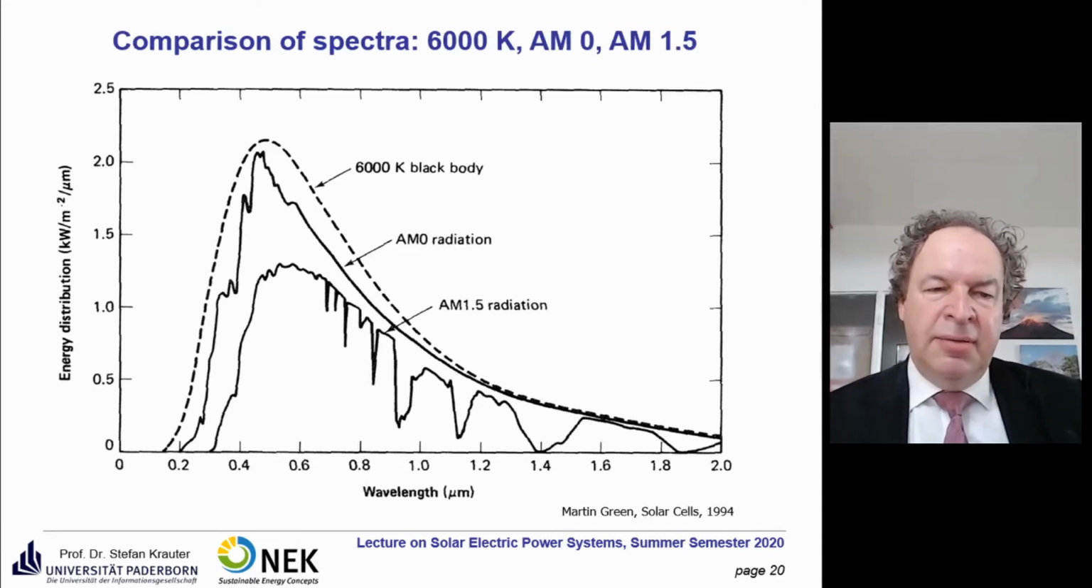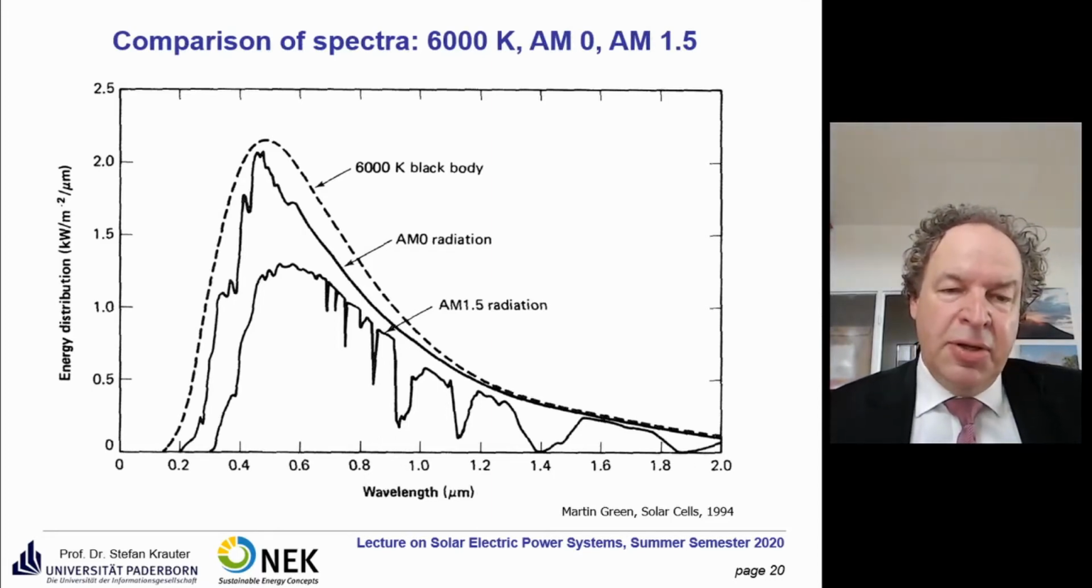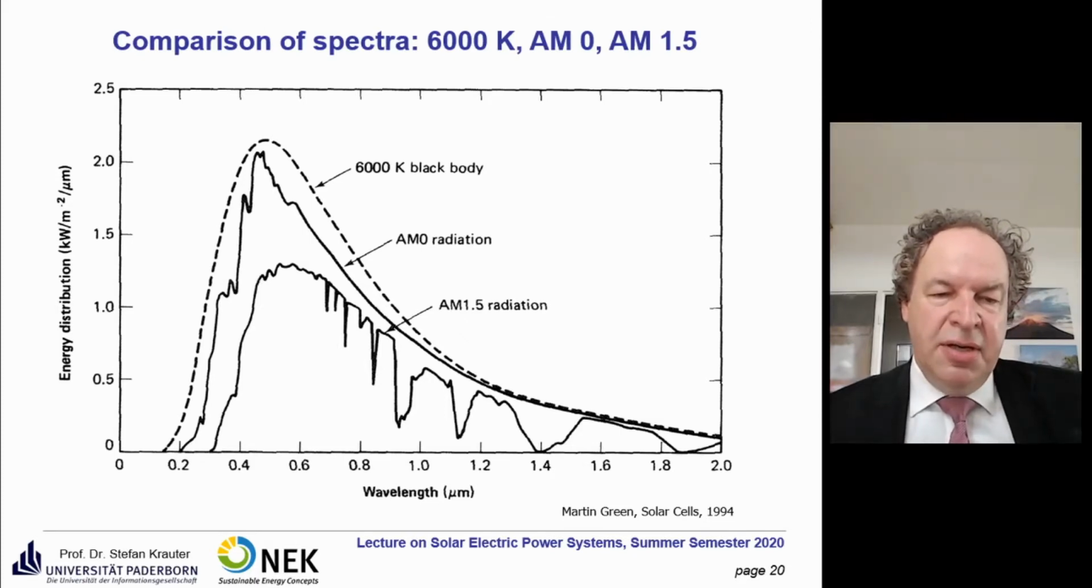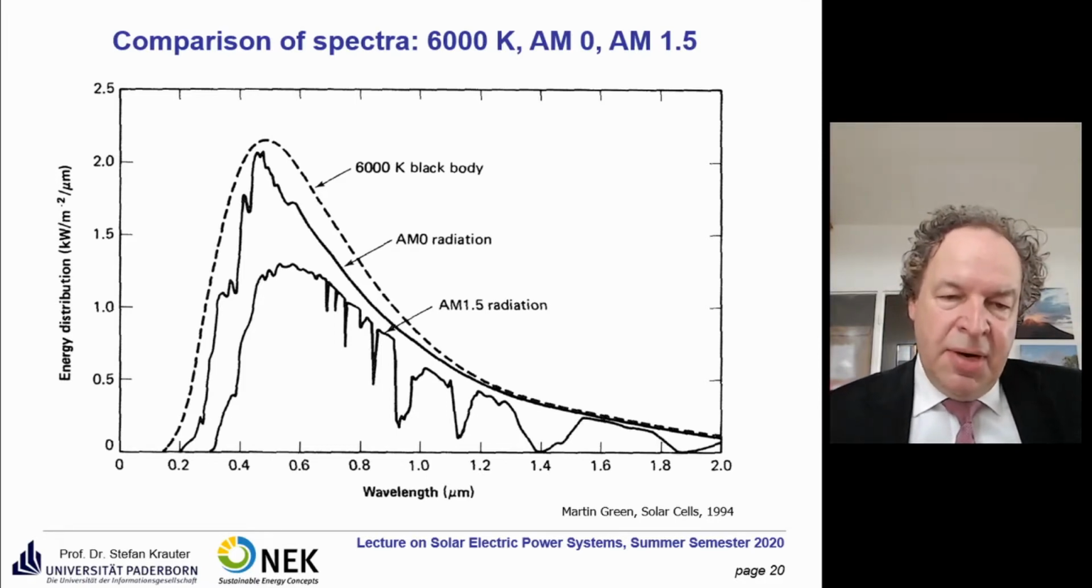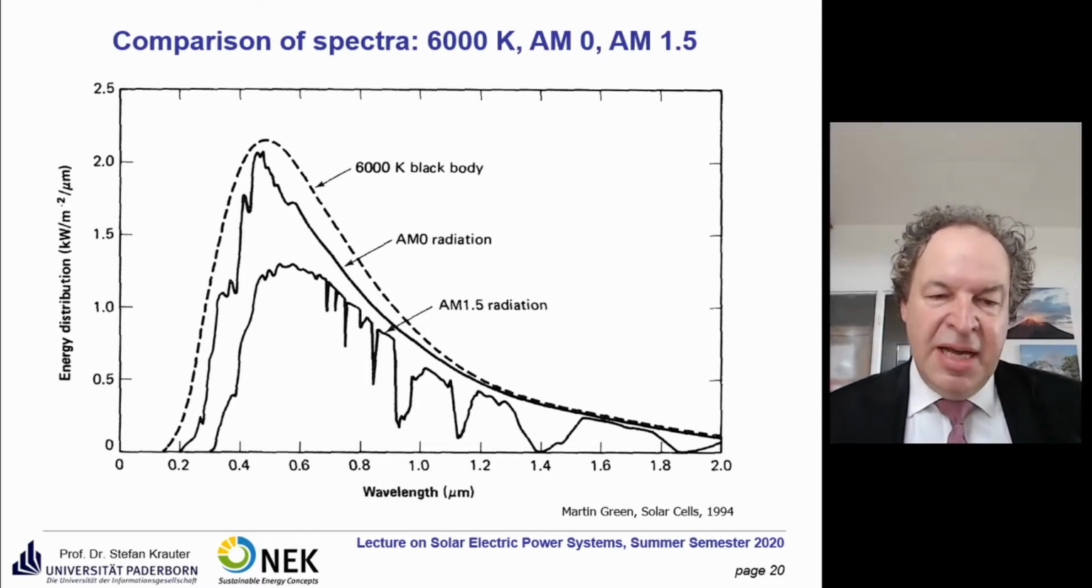So we are now on the top surface of the atmosphere. This is called AM0 radiation in the middle. If we are on the ground level, we have AM 1.5 radiation. If we see the sun elevation, I think it's 41.5 degrees elevation angle. This is how we see it in Paderborn. We never have a perpendicular irradiance of the sun because Paderborn is too far north. We come to this a bit later.